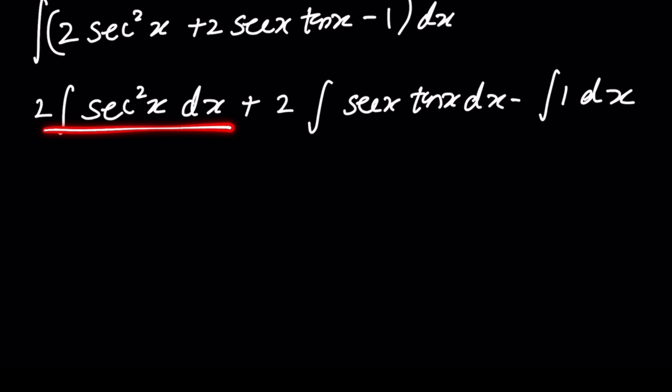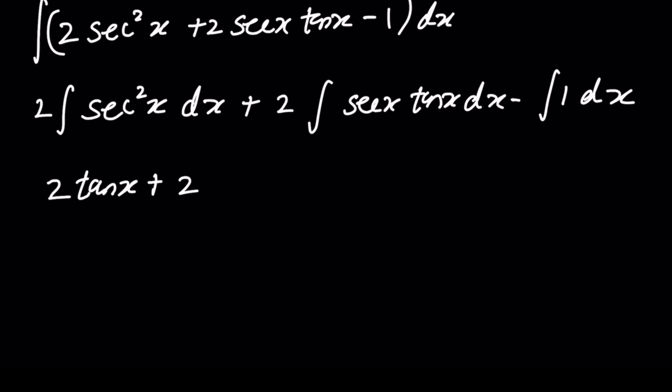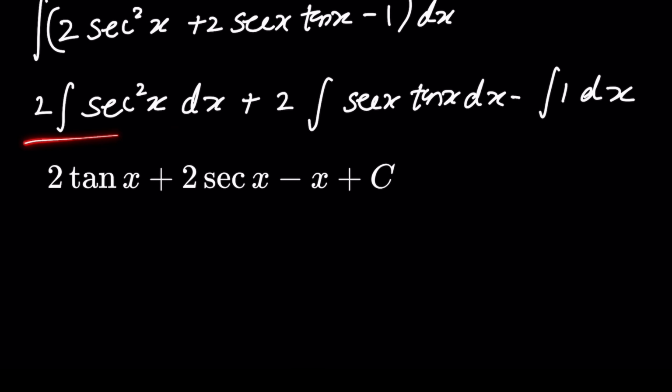And now we are going to be applying basic integration rules. We know that the integration of secant squared x is equal to tan of x. For secant x tan of x, we are having the integration as secant x. And for 1, the integral is x. So let's write our final answer. 2 tan of x plus 2 secant x minus x plus c. This is our final answer.